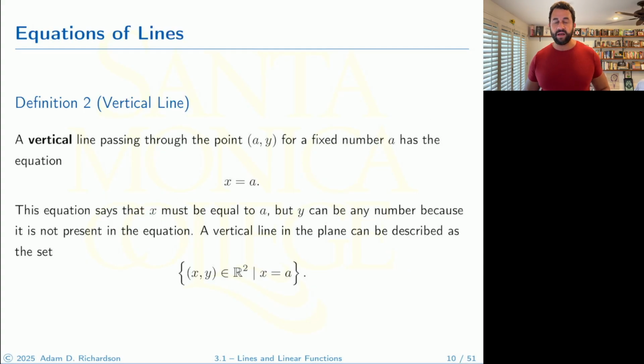So slope, now let's talk about vertical lines. We're going to see these a lot, especially when we start talking about rational functions, because asymptotes, vertical asymptotes of rational functions are vertical lines. So let's talk about the equation of a vertical line, and let's talk about the vertical line as a set.